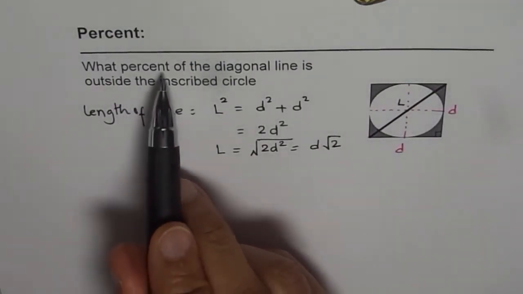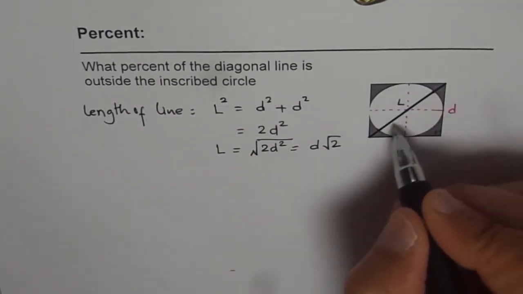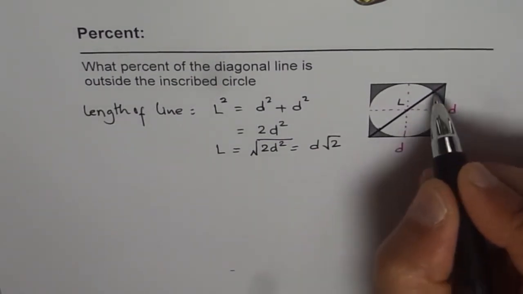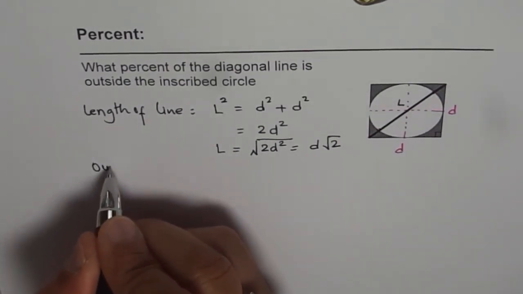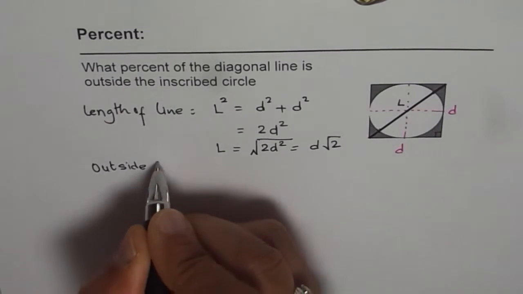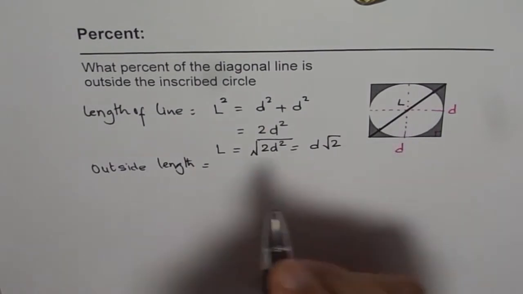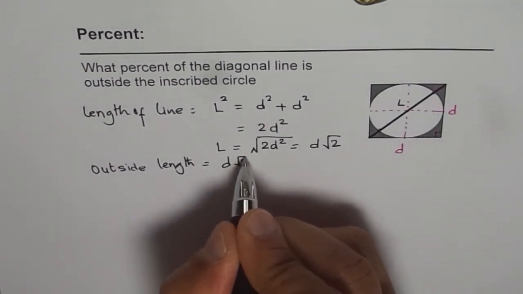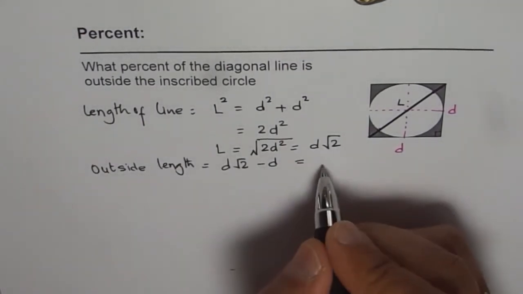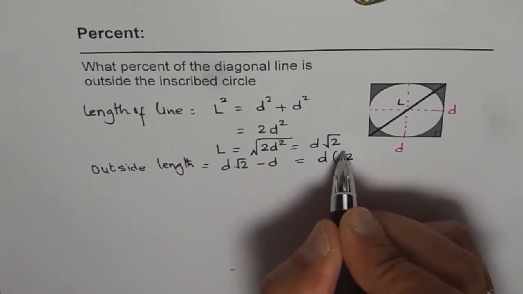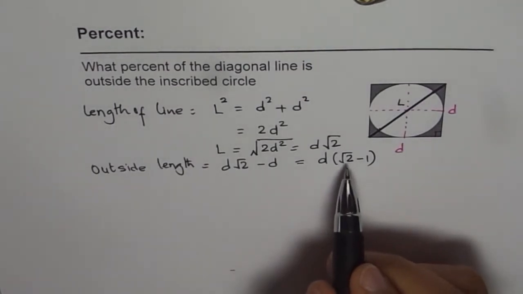Now it says what percent of the diagonal line is outside the inscribed circle. We know the diameter is d, therefore inside is d. The outside length will be the total length minus the diameter. So that is d square root 2 take away d. We can take d common and write this as d times square root of 2 minus 1. So that much of the length is outside the circle.